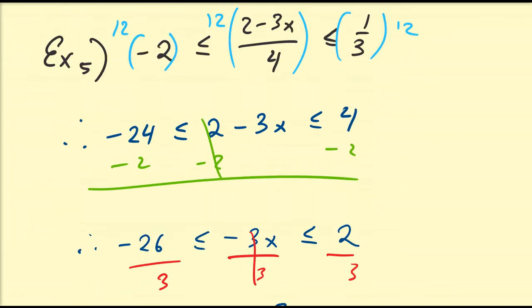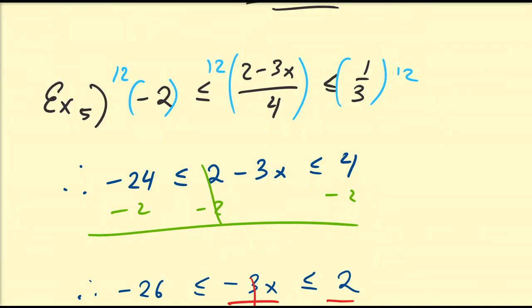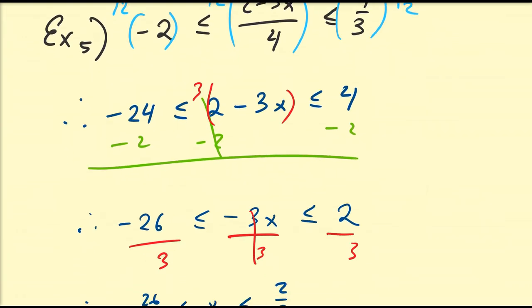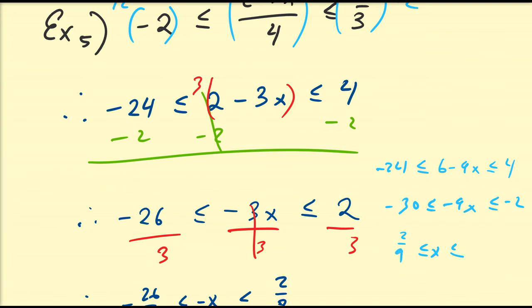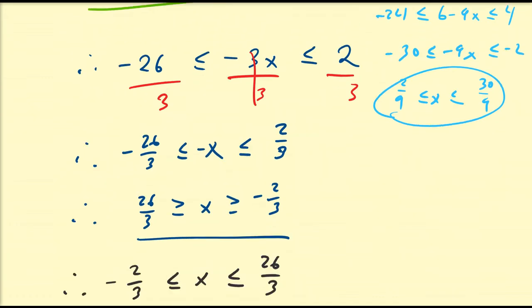Oh, and just a side note here, there seems to be one slight misprint. There should be a 3 here because 12 divided by 4 is 3. So therefore this is going to turn into, what would that be? Negative 24 is less than or equal to 6 minus 9x is less than or equal to 4. So that means minus 30 is less than or equal to minus 9x is less than or equal to minus 2. So that means x must be trapped in between 2/9 on the left and 30/9 on the right-hand side. So sorry for that mistake.